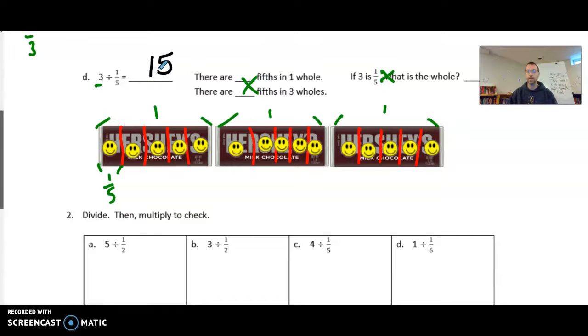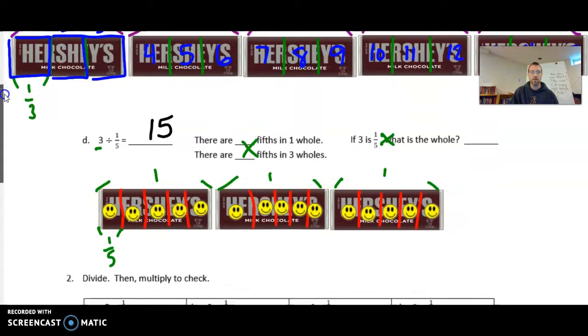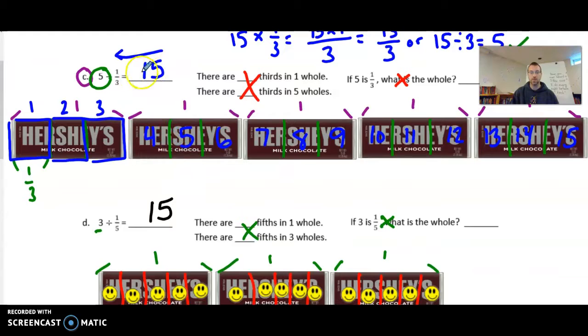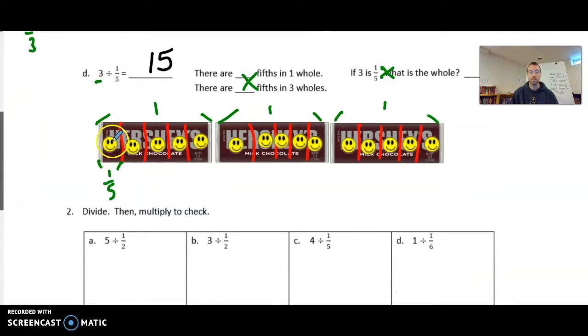15. Very similar to up here as our quotient, but our wholes were different, and we cut those candy bars into different amounts. So these 15 geniuses in this problem here are going to get more candy than the 15 geniuses down here, just because we cut that whole up into smaller parts. So again, this model really helps us in better understanding dividing of fractions.